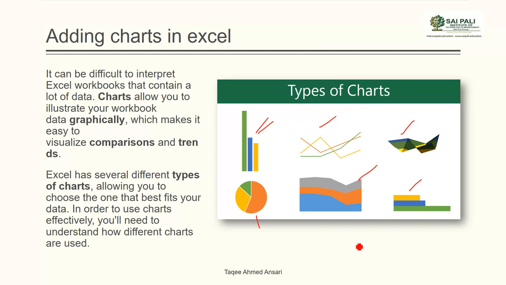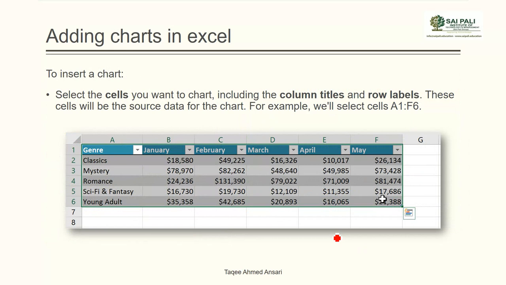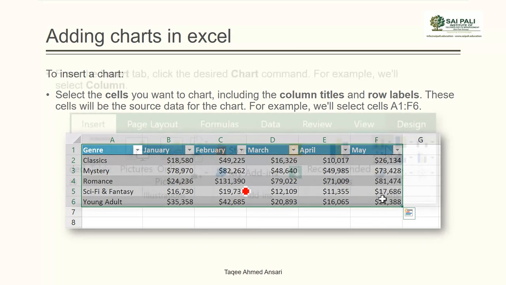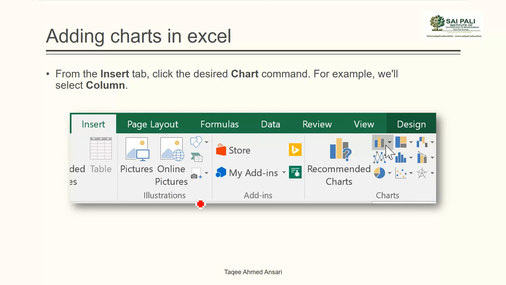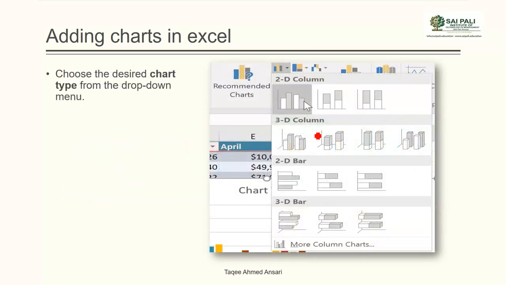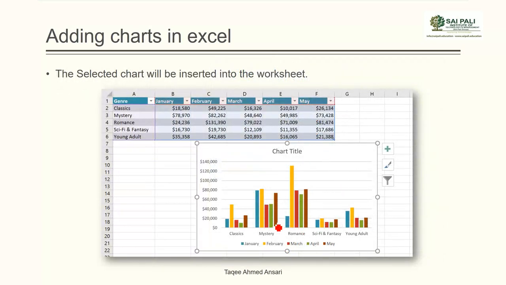If you want to add a chart, first you have to select the range or table you want to chart. Select that, and then from the Insert tab, you have this chart group where you have multiple different charts. From here you can choose what chart suits best to your data, and it opens a drop down where you have multiple different options. You can choose what you want, and as you select, the chart will appear in your worksheet.